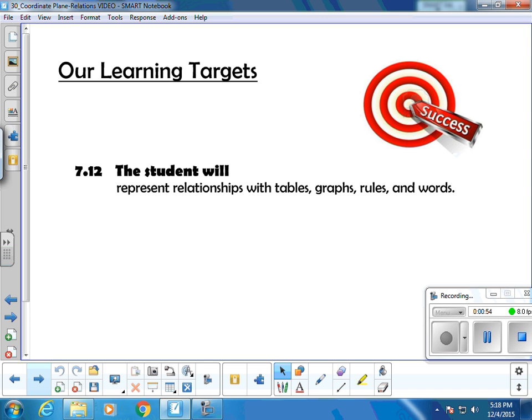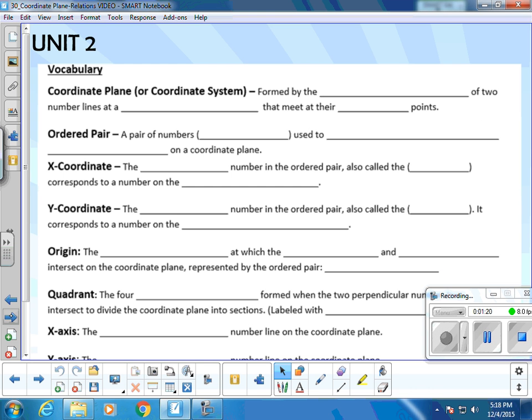Okay. So this is new. We have a new SOL that we're working on. We're working on 7.12, and your job is to represent relationships with tables, graphs, rules, and words. When they say relationships, they mean functional relationships between ordered pairs and solutions, solving equations, that kind of thing. And we're going to go over how we do that moving on.